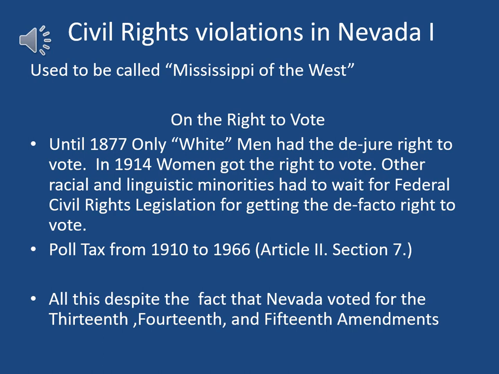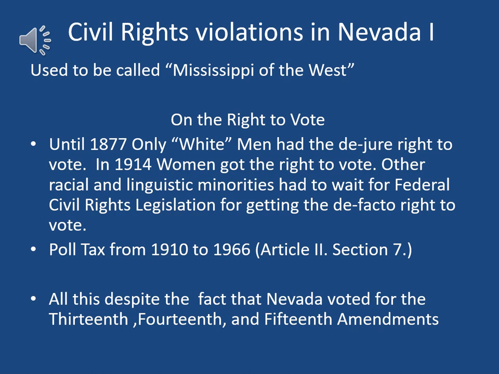Now, we covered a lot about the federal government and its conflict with the southern states. But civil rights violations didn't just happen in the southern states. And Nevada actually is a good example of the type of violations you will see in many other states that never really implemented Jim Crow per se, but still had a lot of de facto discrimination. Nevada used to be called the Mississippi of the West.